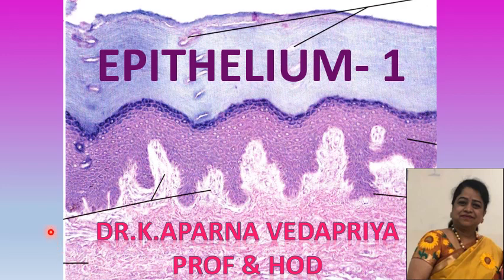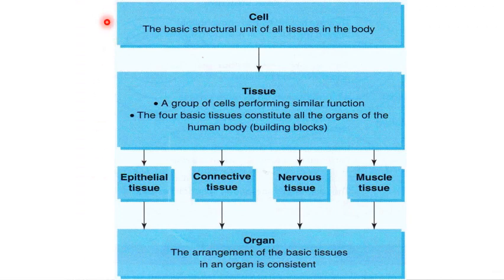Good day to all. Let us now start knowing about the basic tissues of the body. So what is a cell? A cell is the basic structural and functional unit of all the tissues in the body. And amazingly, as we said, a single cell, the fertilized ovum, which is the zygote, gives rise to hundreds of different kinds of cells, which compose about 100 trillion cells that make up the adult human body totally.